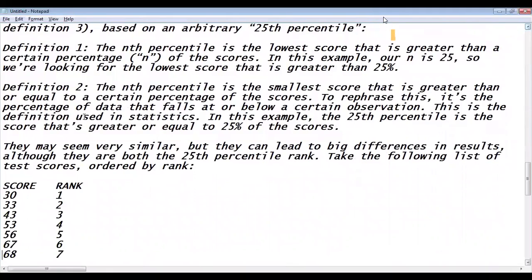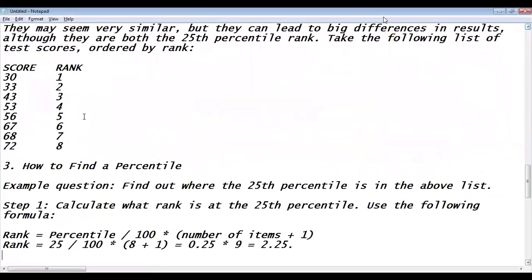So we have seen one example. How to find the 25th percentile we have seen. Similarly, you can find out the 50th percentile, the 60th percentile and the 80th percentile by using those formulas.